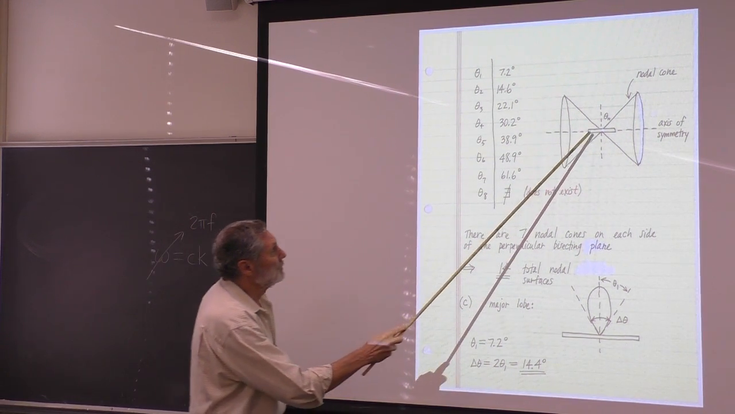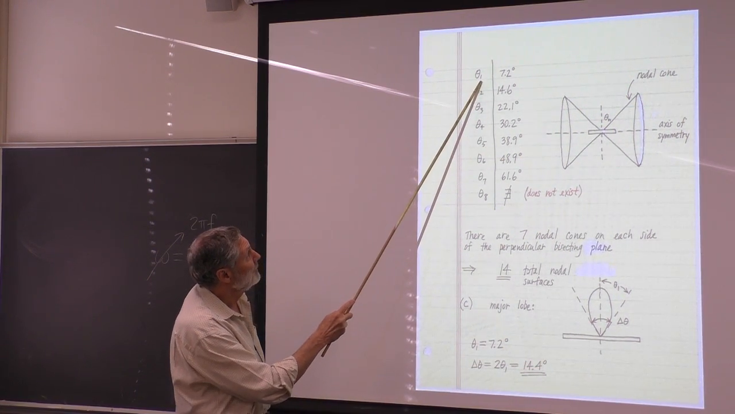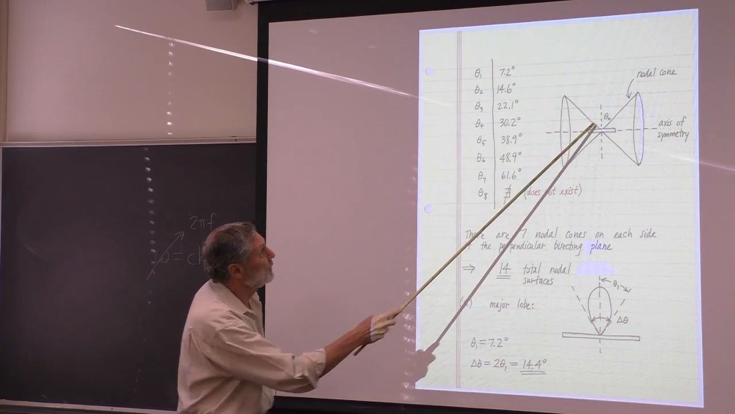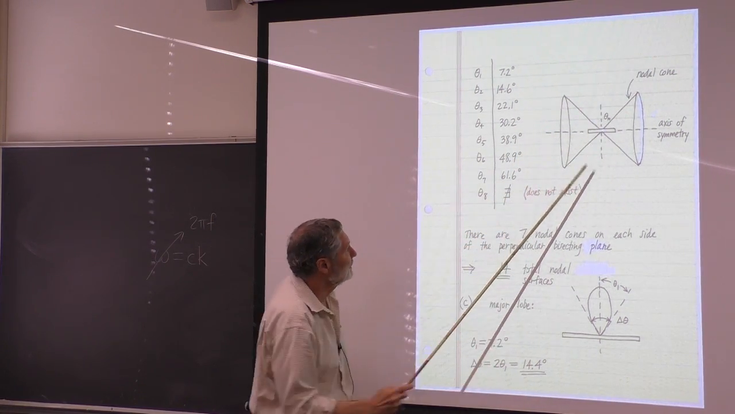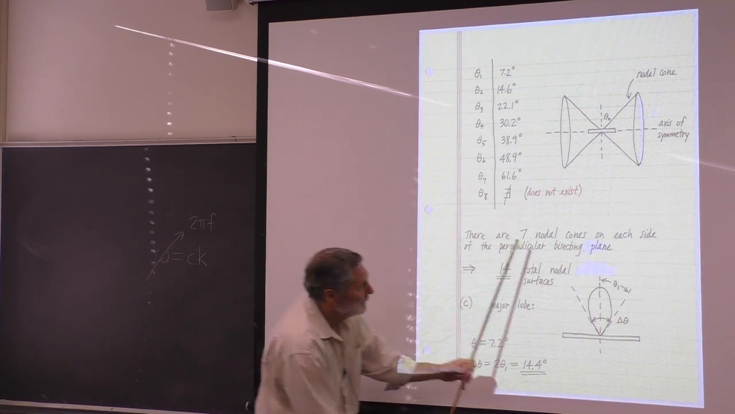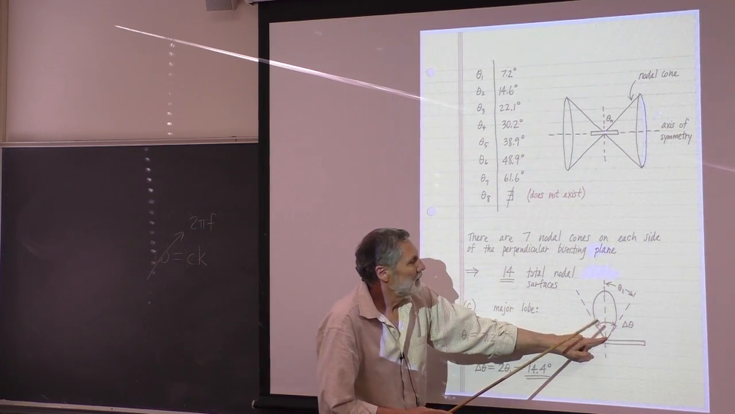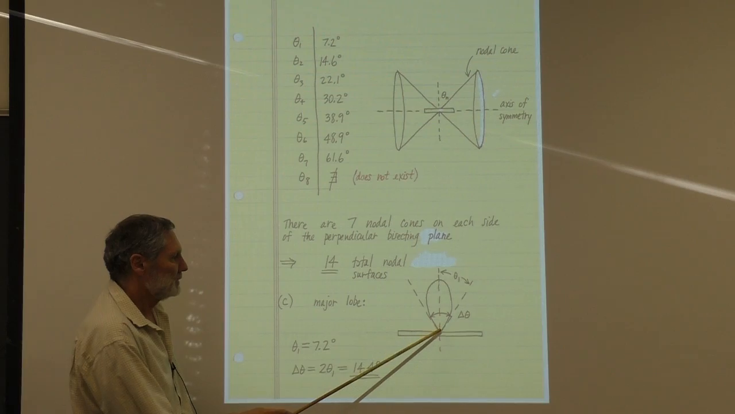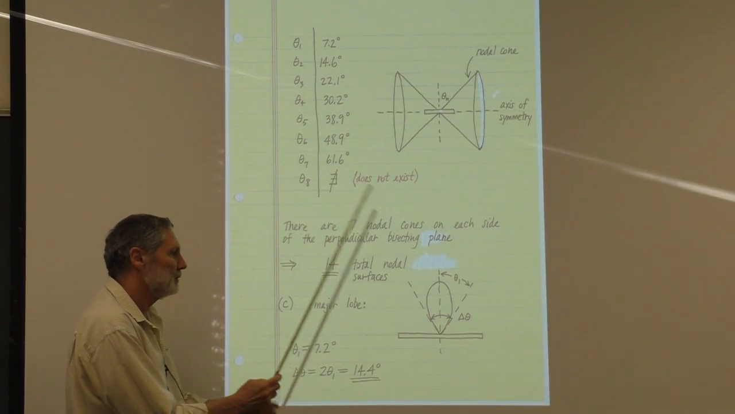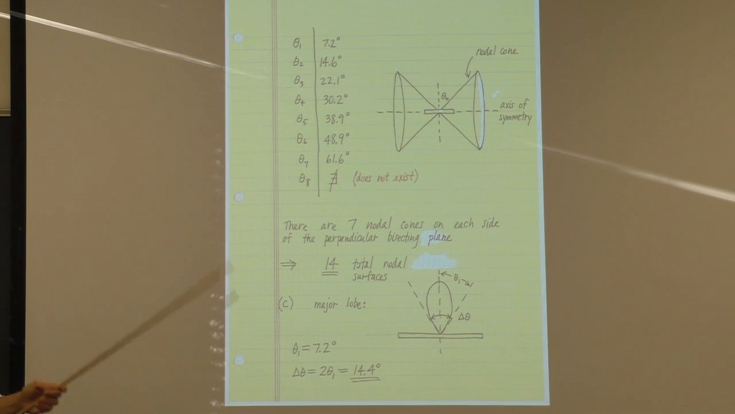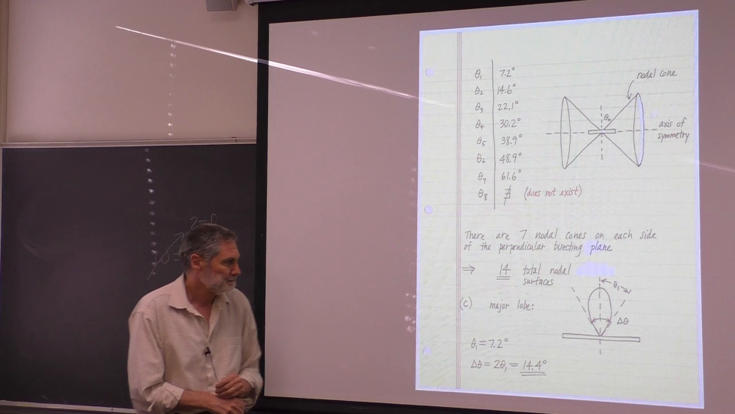The major lobe will look like this. We have a maximum right in the perpendicular bisecting plane. If we move off 7.2 degrees, we have a node. So the major lobe lies between plus or minus 7.2 degrees. So the full width of the major lobe is twice 7.2. It's 14.4 degrees.